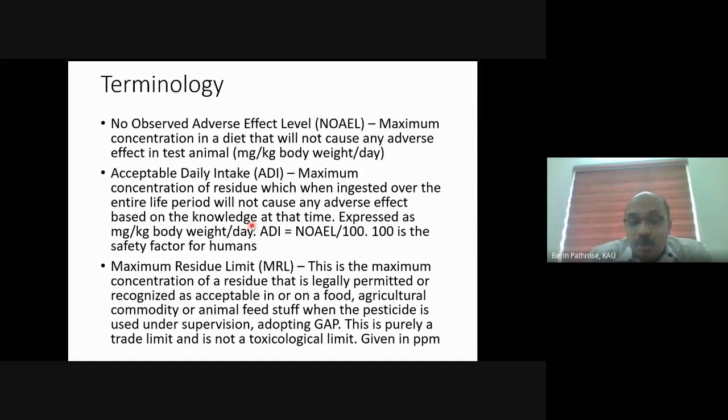That is the maximum concentration of a pesticide that is legally permitted or recognized. It is a legal value, or recognized as acceptable, in food, feed, or animal agricultural commodity when the pesticide is used under supervision, adopting good agricultural practices. I will explain it. Say a farmer has come to you. He has some problems. Say bitter gourd, fruit fly in bitter gourd. Rahul has identified it as bitter gourd fruit fly, and he has recommended a particular pesticide.